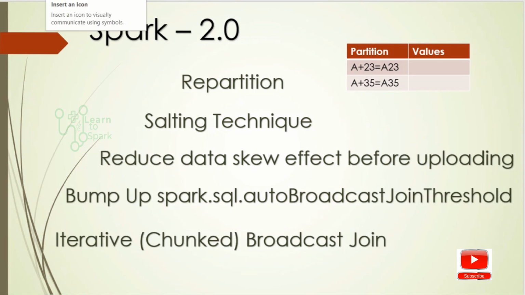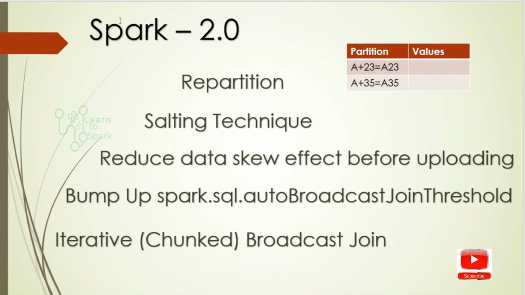The other two options to reduce data skewness are to play with the broadcast variable and the broadcast join. One is increasing the threshold value of the broadcast join to some extent in our Spark config, which increases the likelihood of the Spark engine choosing the broadcast join in preference to the sort merge join, which will be useful for us to avoid the skewness of data.